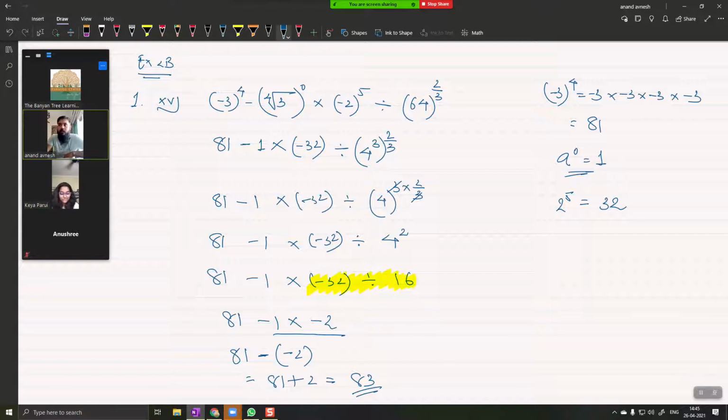Did you understand the steps? And how I use the laws of exponents? Great. You want to note it down, please do that.